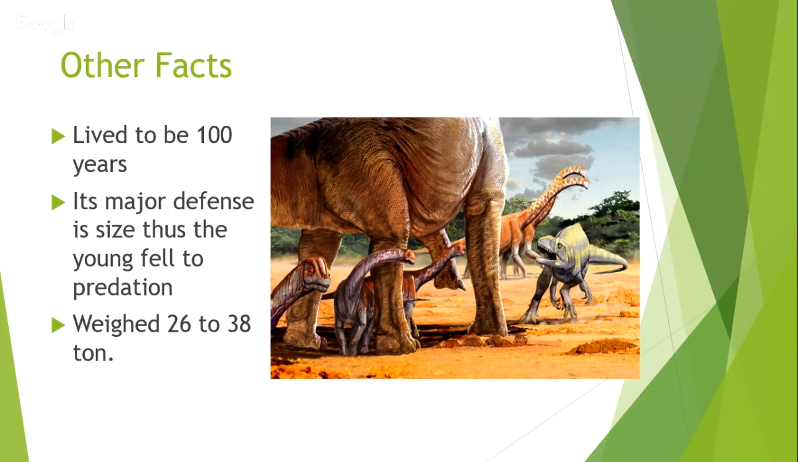Okay, its major form of defense against predators was pretty simple. Be bigger than what the predator can fit in its mouth. A full-grown Brachiosaurus weighed 26 to 38 tons. With this, the young were the key target for predators. They were still small enough for predators like Allosaurus to eat. However, a lot of smaller carnivores were able to eat sauropods once they died. Overall, the species didn't fall to much predation and had a long lifespan of 100 years.